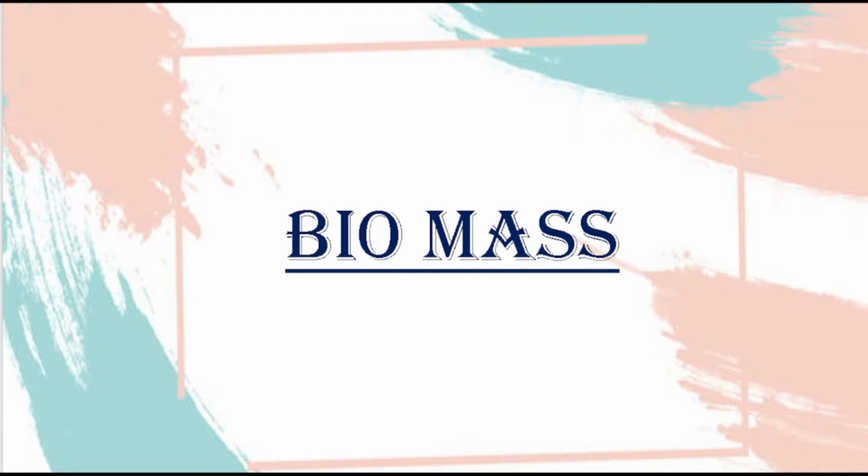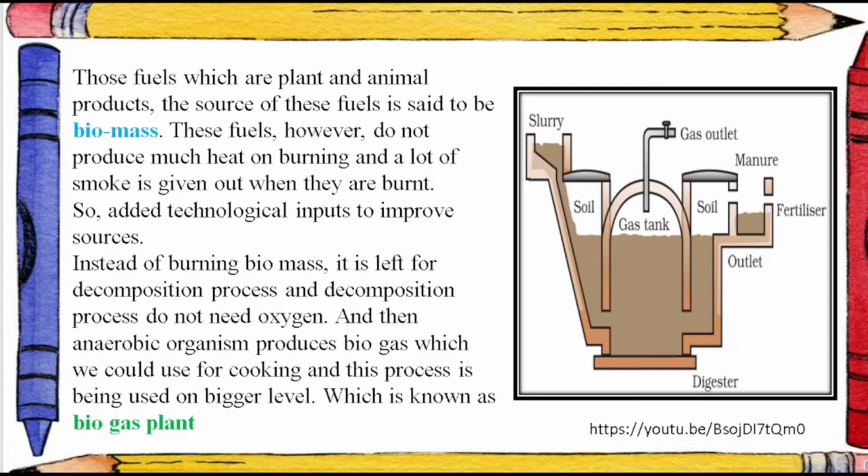So in this video we will be covering biomass, the functioning of biomass, and the working of the biogas plant. Biomass basically refers to fuels that come from plant and animal products. The basic problem was that whenever we use these fuels as a source, they produce a lot of heat on burning and a lot of smoke. So we added some technology to improve the resources.